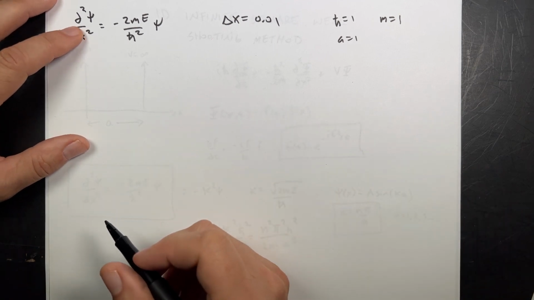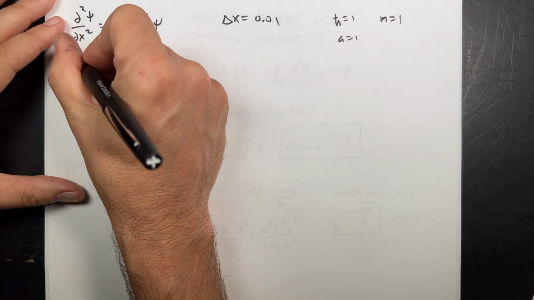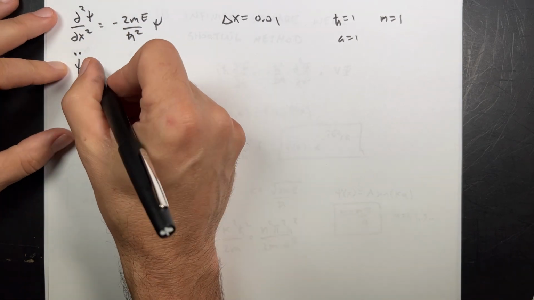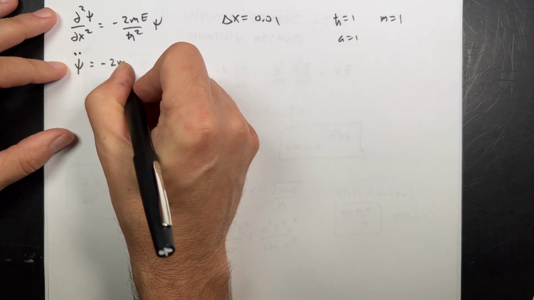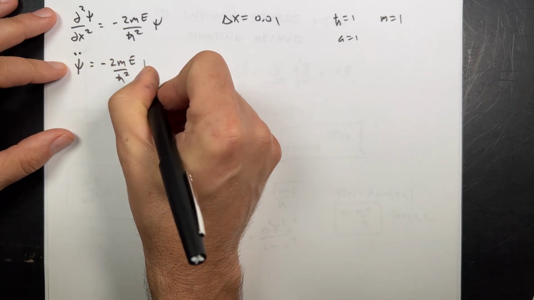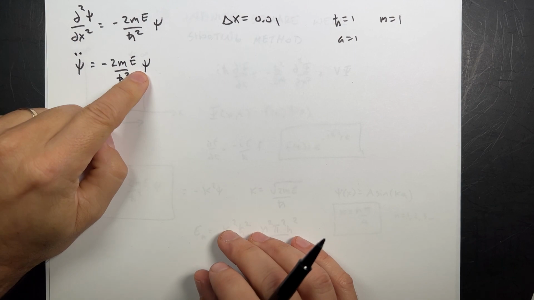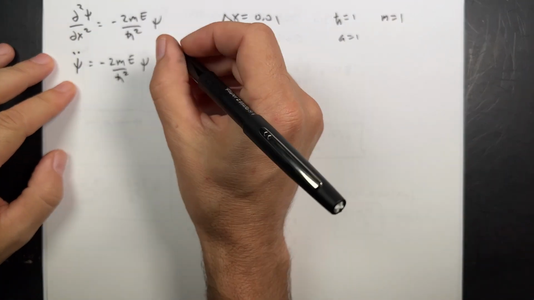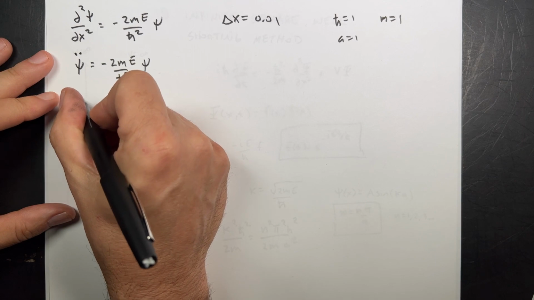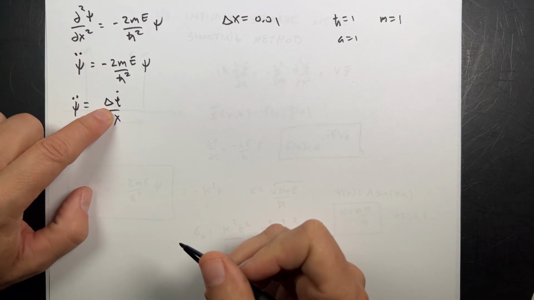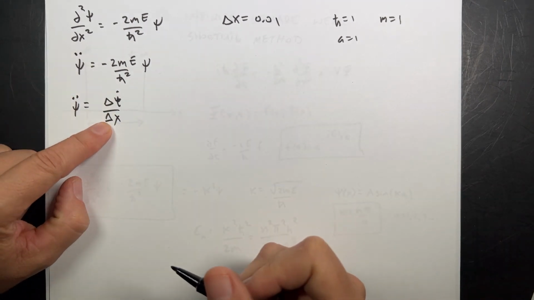Let's write this in a slightly different form. I'm going to write this as psi double dot for the second derivative of psi with respect to space. And that's going to be equal to negative 2me over h bar squared psi. I can do that. If I break this into small steps, I can calculate psi double dot if I know what psi is. And then I can also set this equal to psi double dot is delta psi dot over delta x, right? Because it's the derivative of psi with respect to space.